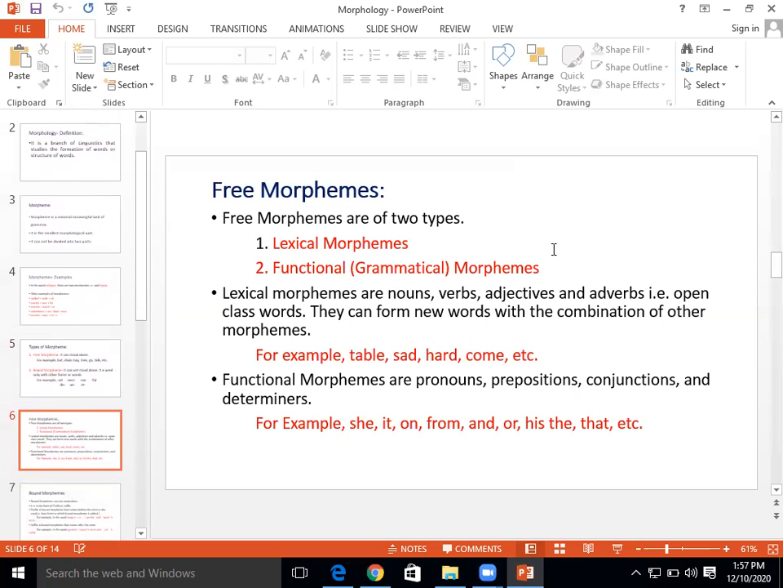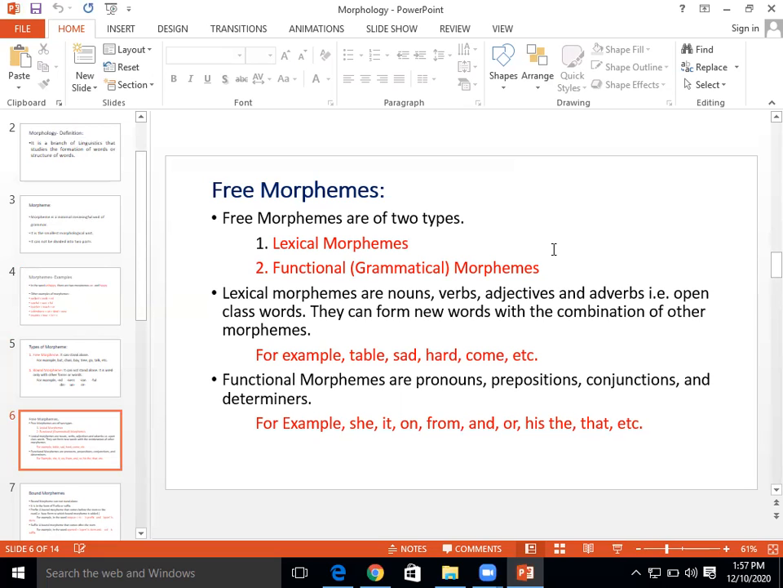Okay. Now we should try to understand something more about free morphemes. Free morphemes are again divided into two types, that is lexical morphemes and functional morphemes. Lexical morphemes are nouns, verbs, adjectives, and adverbs. These are very important words, because of them the sentence has meaning. They create the meaning in the sentence. And they can form new words with the combination of other morphemes. So by adding bound morphemes to nouns or verbs or adjectives, new words can be formed. So these are called lexical morphemes.